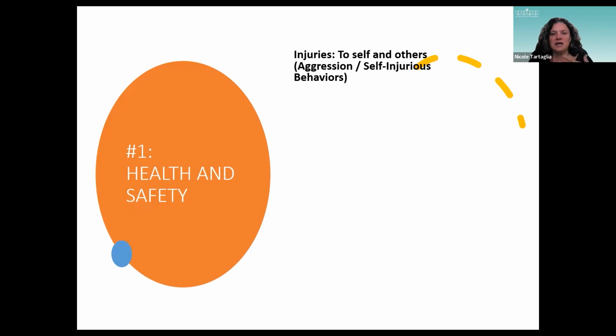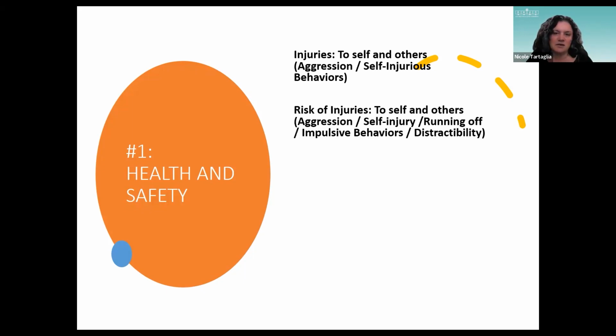So let's say there are injuries, obviously, injuries to self related to aggression or self-injurious behaviors. That is definitely an area where we want to intervene. Risk of injuries to self and others. So we think about aggression in those big areas, right? That obviously can cause risks to health and safety.